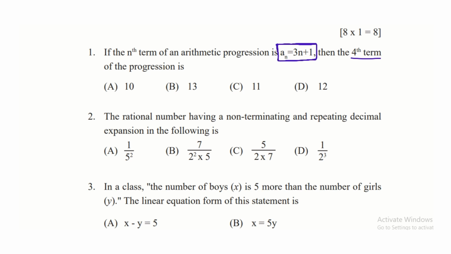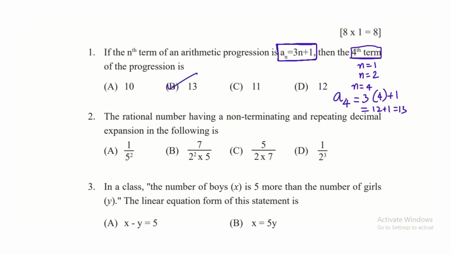So to find the first term of the arithmetic progression, replace n by 1. To find the second term, replace n by 2. Similarly, to find the fourth term, replace n by 4. So here we are finding the fourth term, so replace n by 4 in the given nth term. So a4 equals to 3 times 4 plus 1. So 3 4s are 12, 12 plus 1 is 13. So option B is the correct answer.